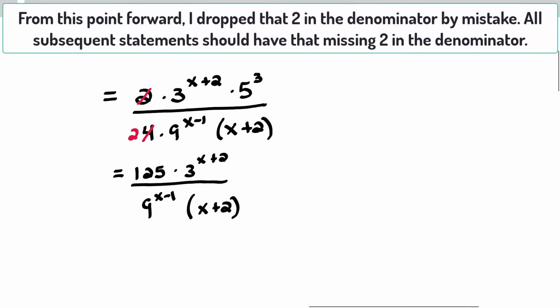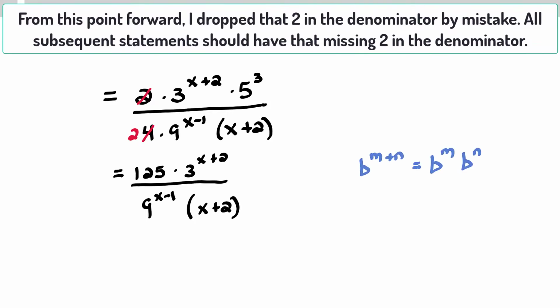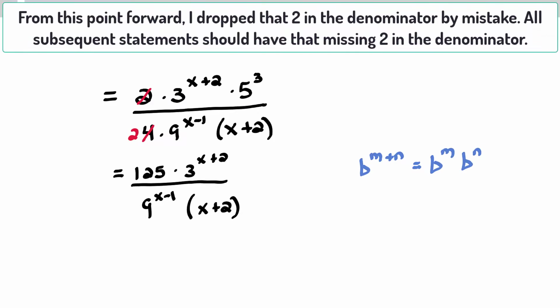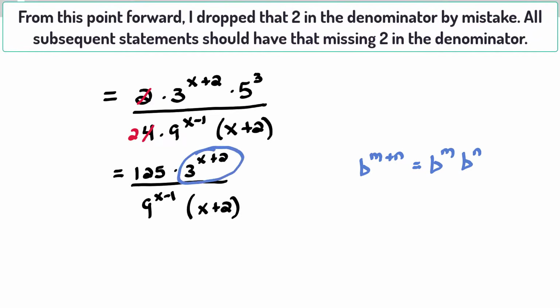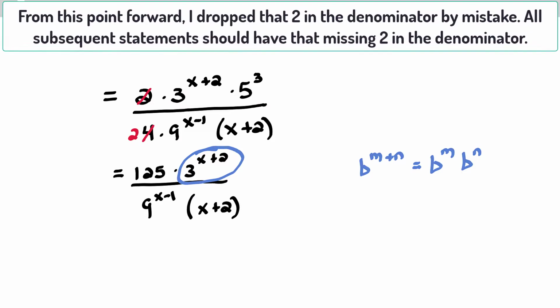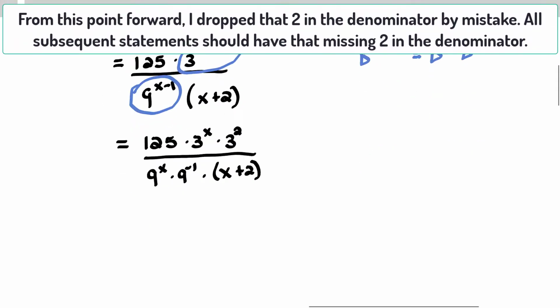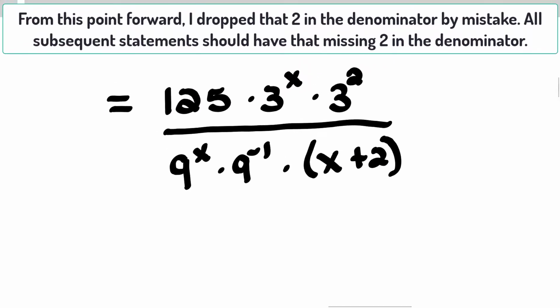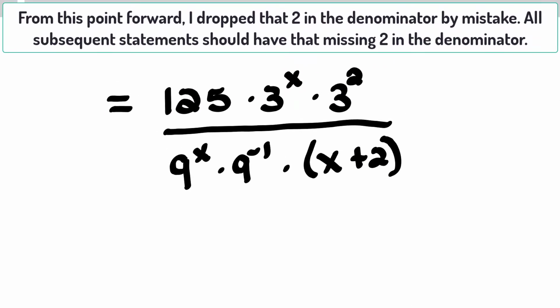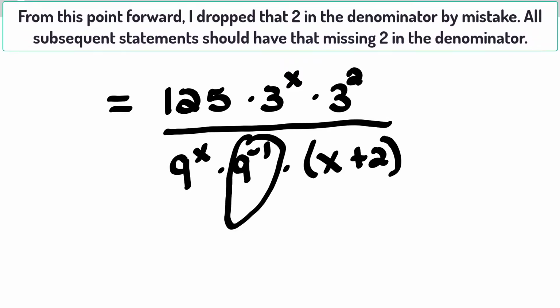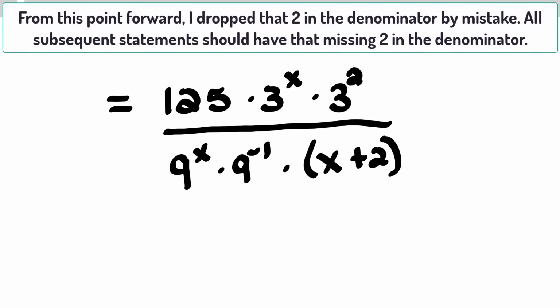Another law of exponents that you should always remember is b to the m plus n is the same thing as b to the m times b to the n. That is, this business right here can be written as 3 to the x times 3 squared, and this business right here can be written as 9 to the x times 9 to the negative first. Let's go ahead and do that. Now, once you get down to this, you can start manipulating even further. You know that 3 squared is 9. You know that this right here can be moved upstairs, right? 9 to the negative first can be moved to the top as 9 to the first. So I'll go ahead and do that right now.